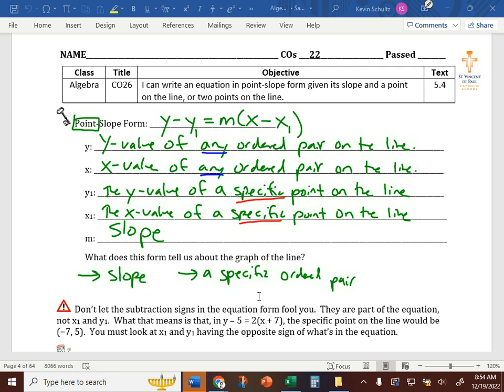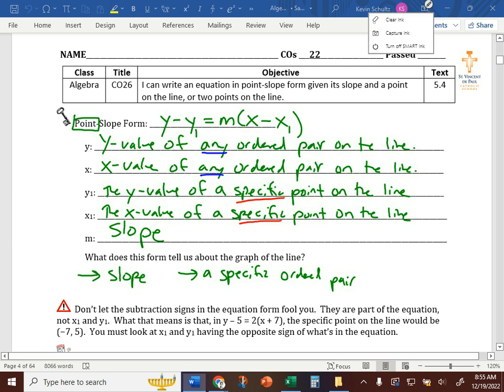Any questions on these notes first? Cole? Is it ordered? Yes. Ordered pair. A specific ordered pair. Right. Let's see.